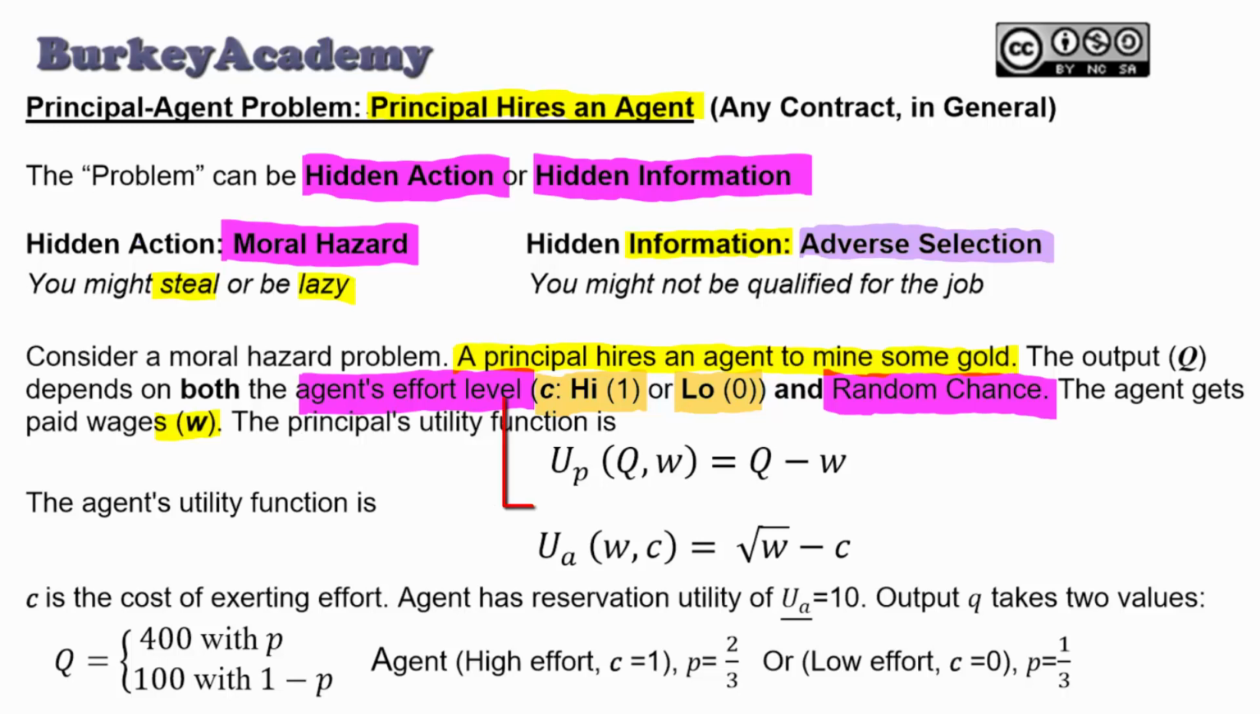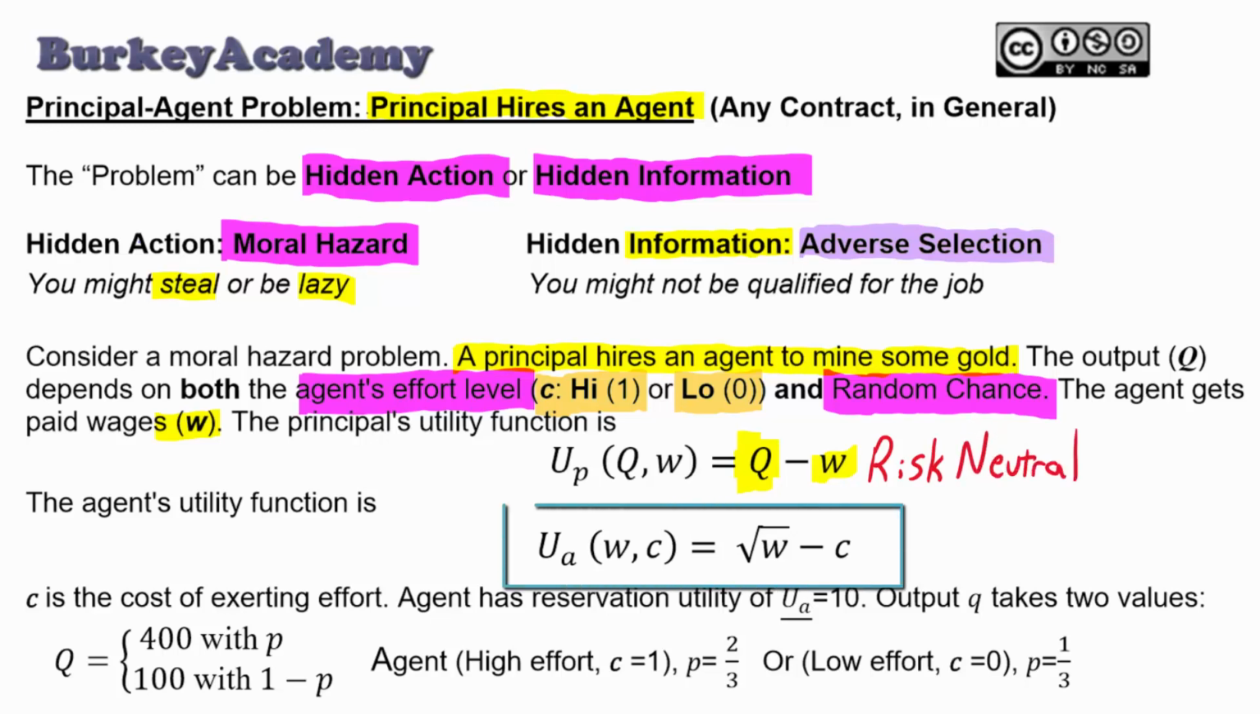The principal has a utility function and the agent has a utility function. The principal's utility function is simply the output level, how much gold they get, minus the wages that they have to pay this agent. From the structure of this utility function for the principal, we can see that the principal is risk neutral. This basically follows from the fact that their marginal utility of income is linear. So they are risk neutral.